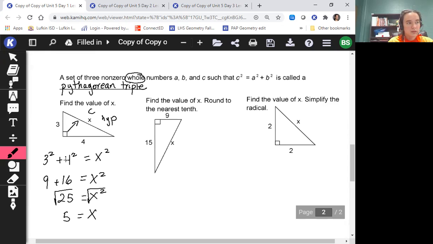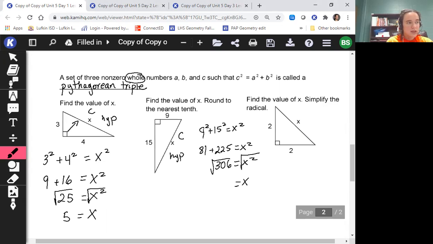Our next one, we want to again find the value of x, but this time round to the nearest tenth. So again, across from our right angle is our hypotenuse, so that's C. So again, we're going to set it up. 9 squared plus 15 squared equals x squared. 9 squared is 81, plus 15 squared is 225, equals x squared. 81 plus 225 is 306. And then we're going to take the square root of both sides.